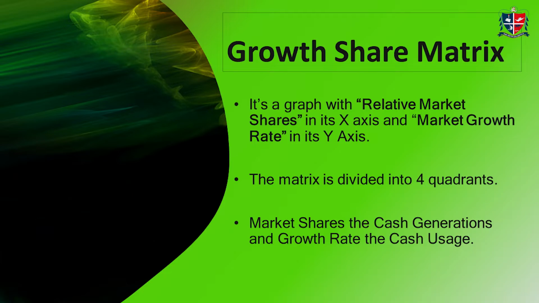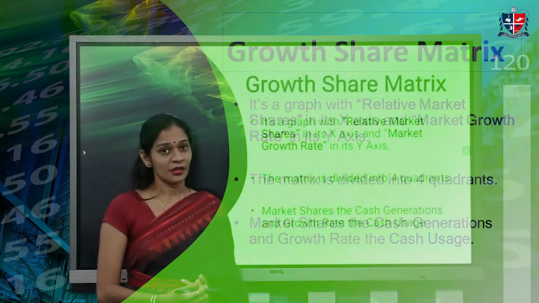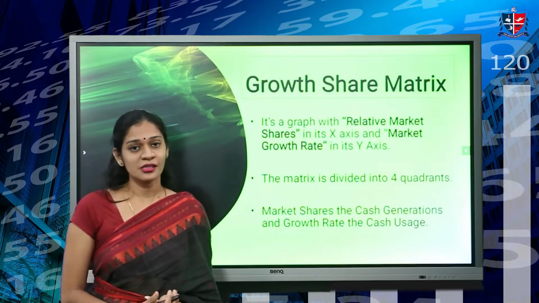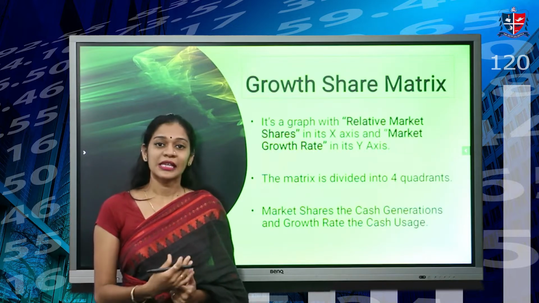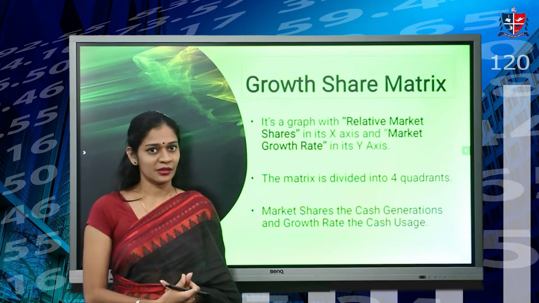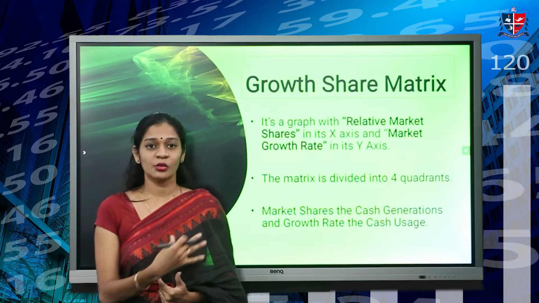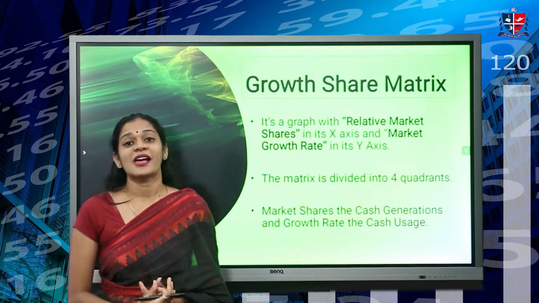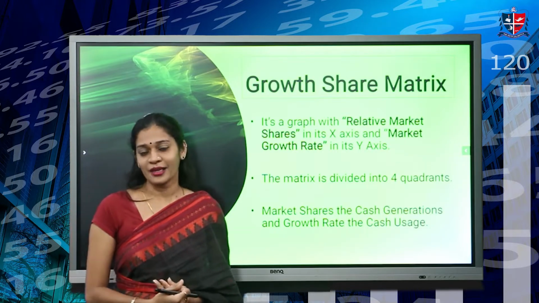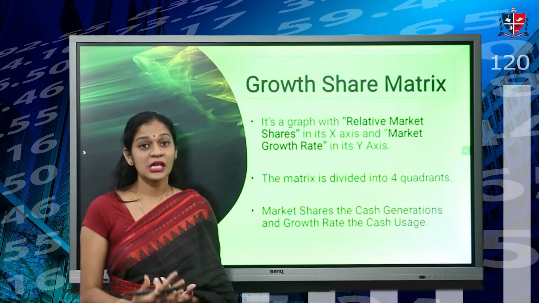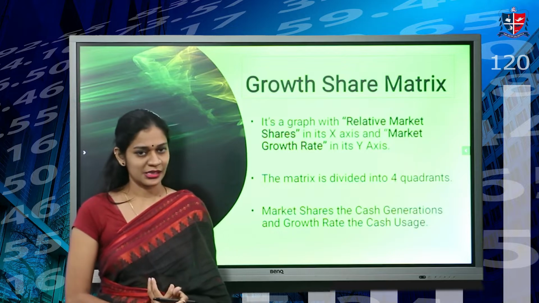Imagine a company is having more than one product line. What is a product line? A product line is a group of related products that a company sells under one single brand name. For example, consider Apple. Apple has many product lines: iPhones, iMac, iPods, AirPods. So these are different product lines.